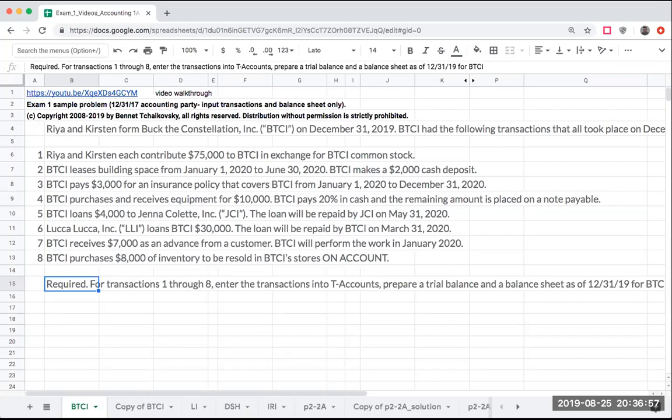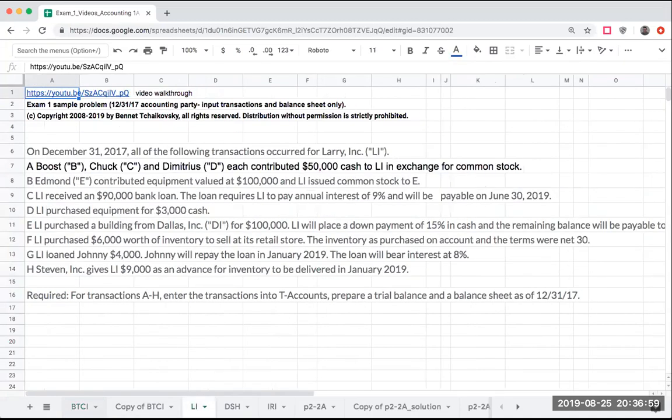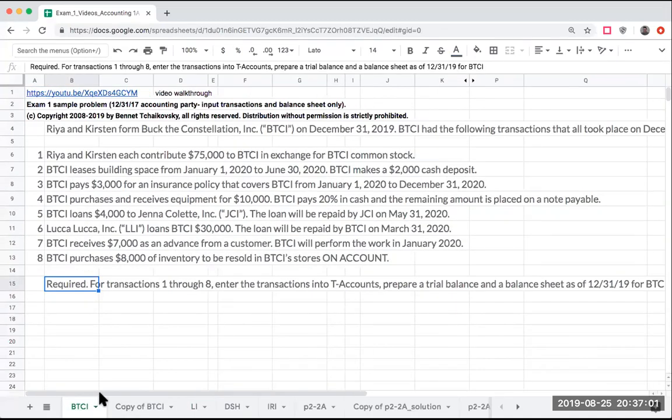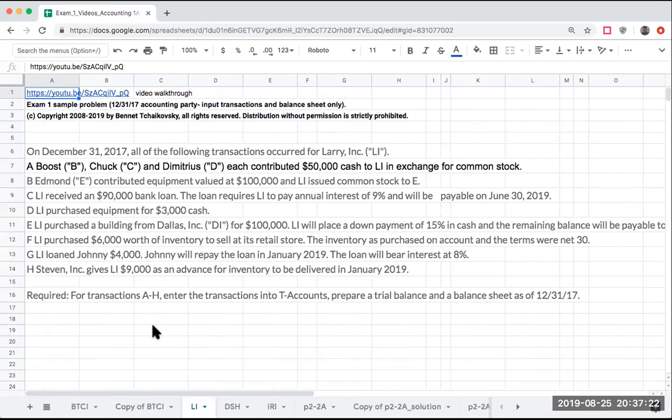Do you want me to go through LI or BTCI, or what would you like me to walk you through? I was actually working on the Duey, Suem, and Howe. Okay, we can do that one if you want me to. Does everybody want that? Are we ready to go to revenues and expenses, or would you like me to cover just this type of question, which is preparing the transactions into T accounts and the like?